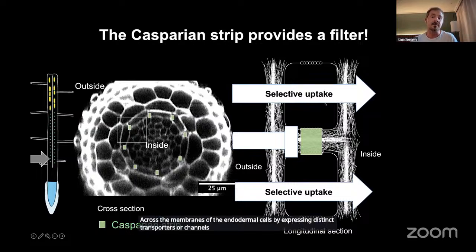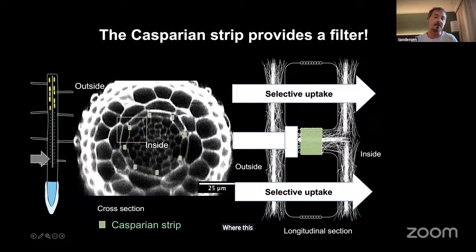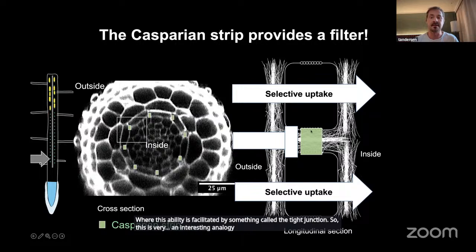It's in fact similar to what we do in our intestines also, where this ability is facilitated by something called the tight junction. So this is a very interesting analogy between plants and mammals, so to say.